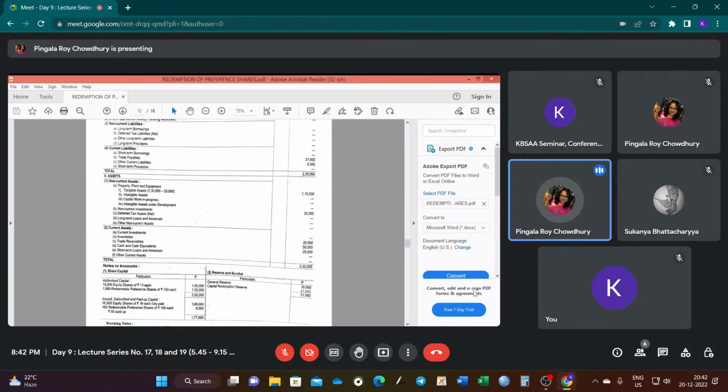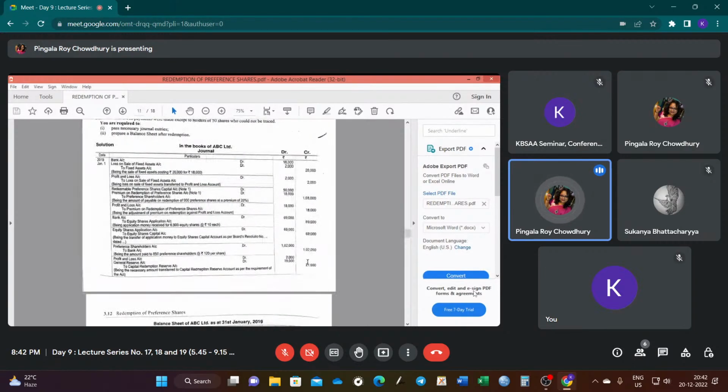Now, the next entry will be for issue of equity shares. Bank account debit to equity share application 69,000. There's no issue of any premium. So directly equity share application account debit to equity share capital 69,000.